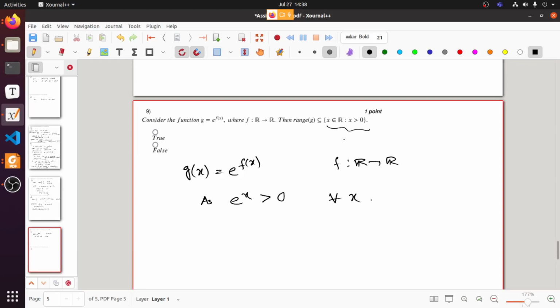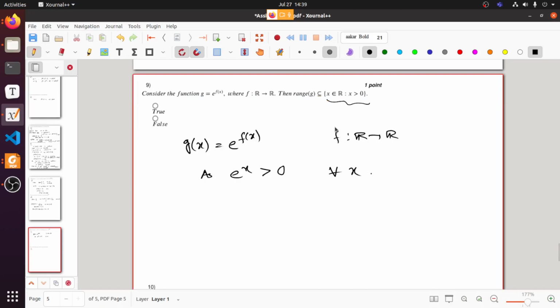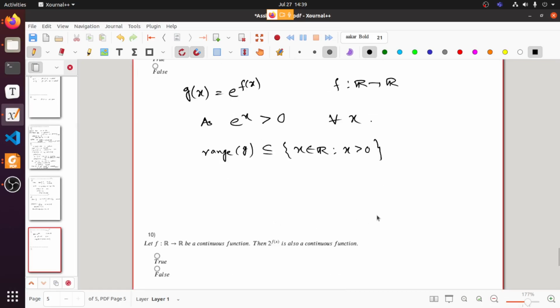The set of x such that x is greater than 0, because it may not be equal. If you take f equal to some constant function, then g will again be constant, so the range will be a single positive point, so it will be a subset. So from here we can say that the range of g is a subset of the set of x belonging to R such that x is greater than 0, right? Okay, so question 9 is done.